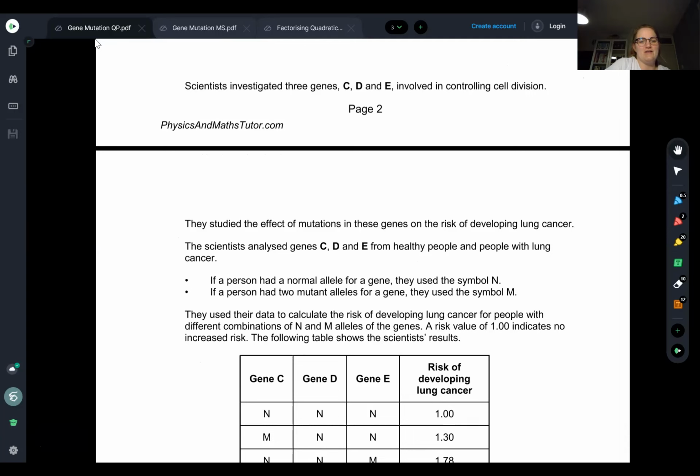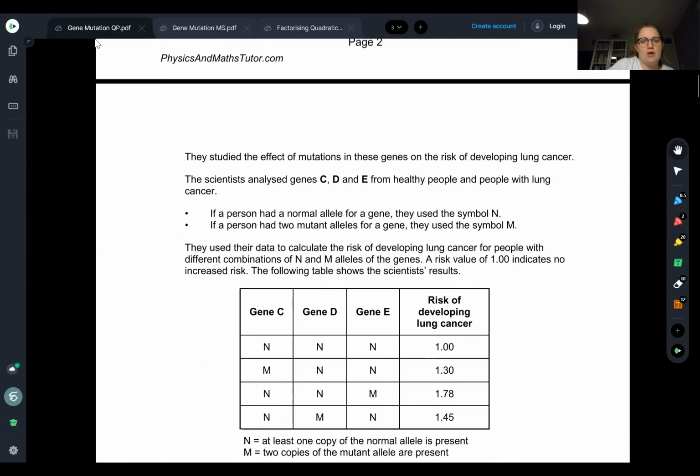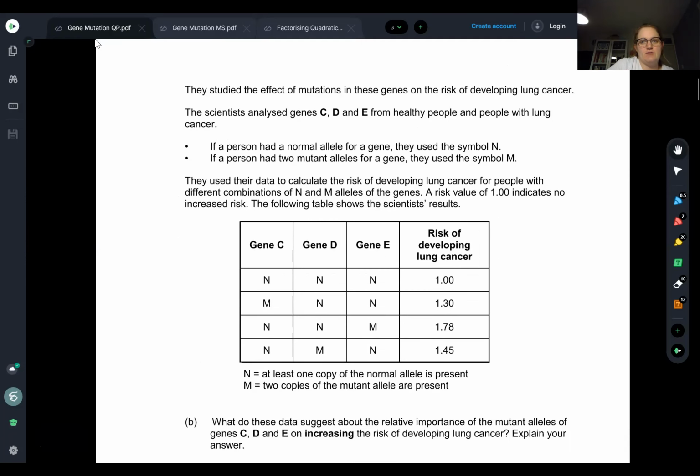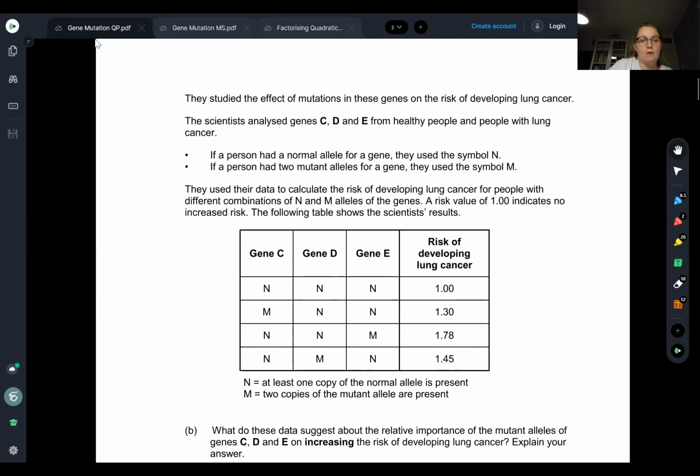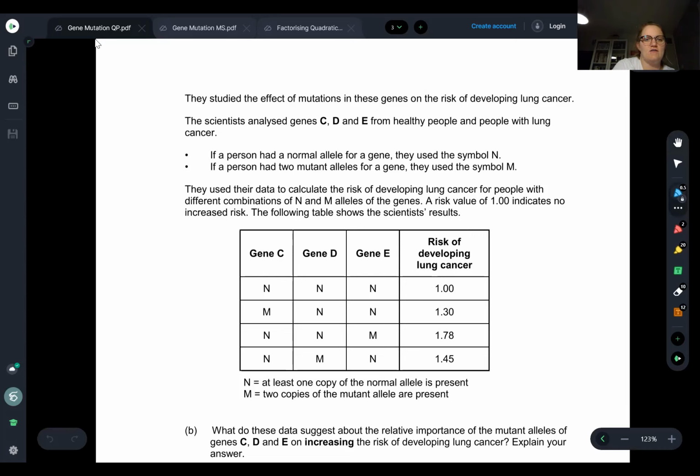So scientists investigate 3 genes. We've got gene C, gene D, and gene E. And these genes are involved in controlling cell division. So they studied the effect of mutations in these genes on the risk of developing lung cancer. The scientists analysed gene C, D, and E from healthy people, and from people who got lung cancer. We've just got a bit of information here on these sorts of questions, which lets us know how we're going to read and understand this table.